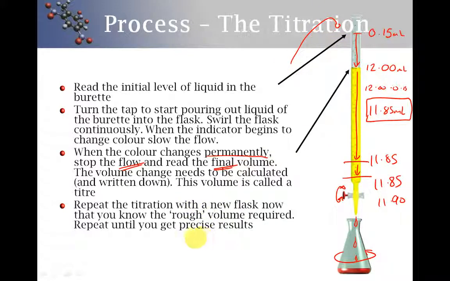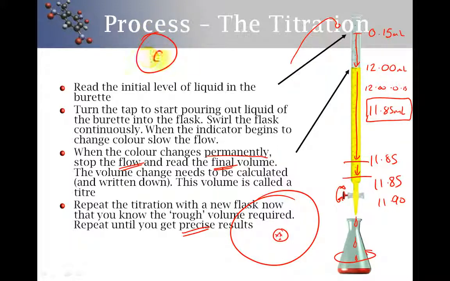Okay, so we're aiming for precise results. Precise means as close as possible to the same number. Hopefully they will also be accurate. Accurate means close to the target of where they should be. For example, here's a target. Precise means I'm hitting exactly the same spot each time. Accurate means I'm hitting the correct spot.